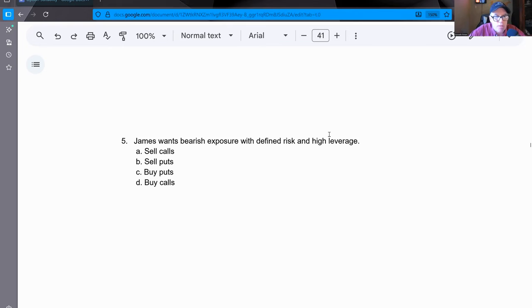James wants bearish exposure with a defined risk and high leverage. Limited risk, because you're buying it, and high leverage, which is buying an option. Going to buy a put.